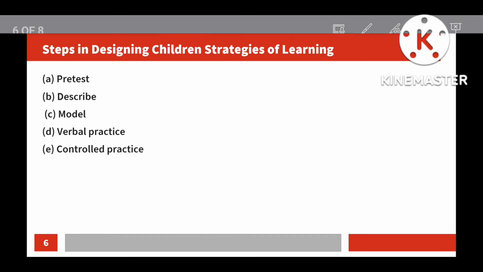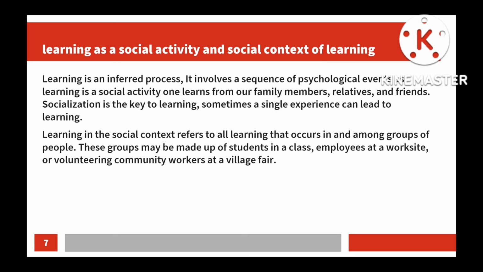Then next, in the next slide we will discuss learning as a social activity and the social context of learning. So learning is an inferred process. It involves a sequence of psychological events. As learning is a social activity, one learns from our family members, relatives, and friends. Socialization is the key to learn. Sometimes a single experience can lead to learning.